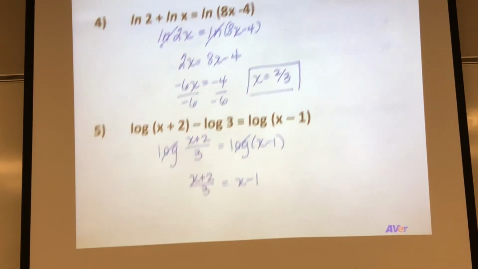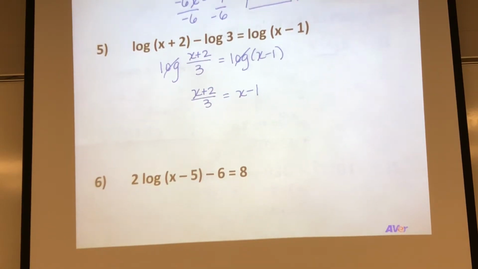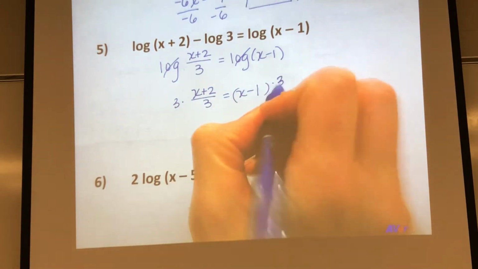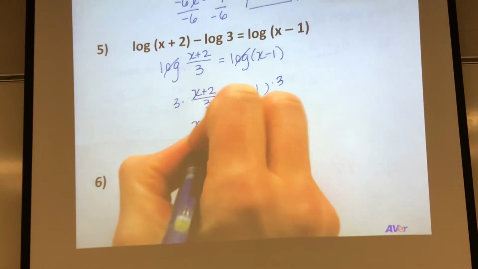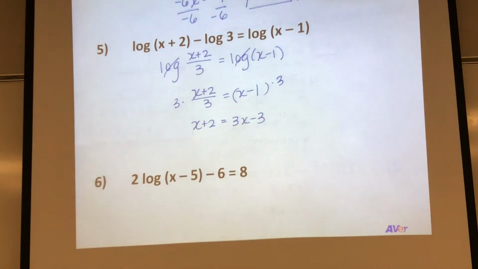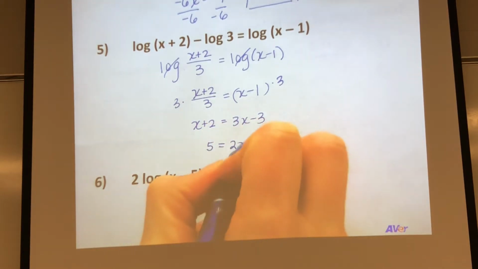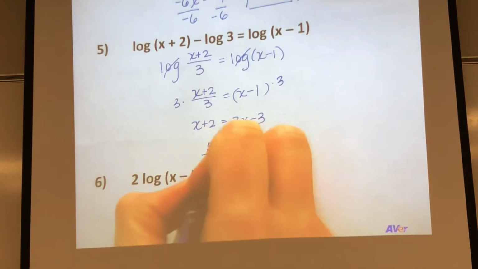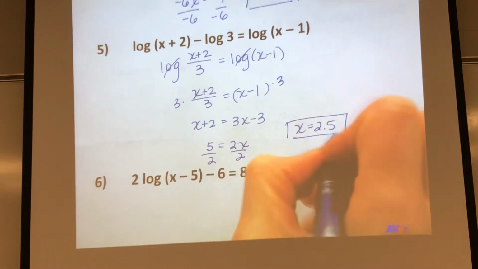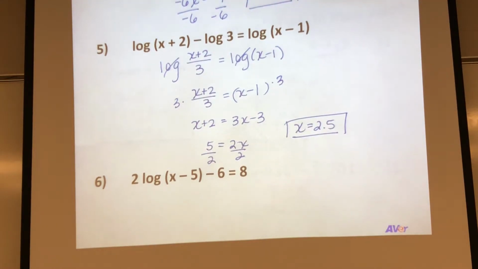And then you can set these equal to each other. From here we have to solve. And in order to solve, you have to multiply both sides by the denominator. So we're going to multiply this side times 3 and all of this times 3. So we have x + 2 equals 3x - 3. We're going to combine our like terms. So we get 5 equals 2x, divide by 2, x equals 2.5. Again, check to make sure it keeps everything in here positive, and it does.